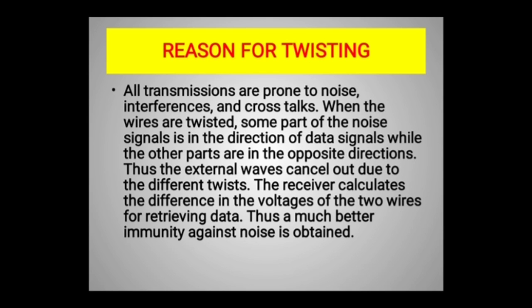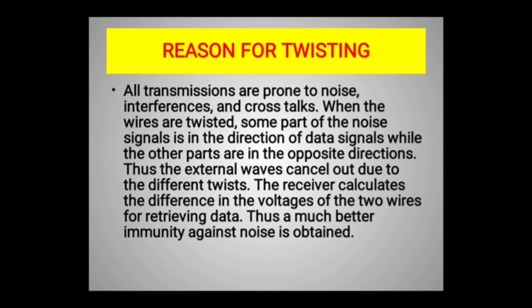Now, what are the reasons for twisting? We all know this. While sending the data, my data is prone to noise, interference, and crosstalk. So that means my data can be lost in between. When the wires are twisted, some part of the noise signals is in the direction of the data signals, whereas other parts are in the opposite direction.